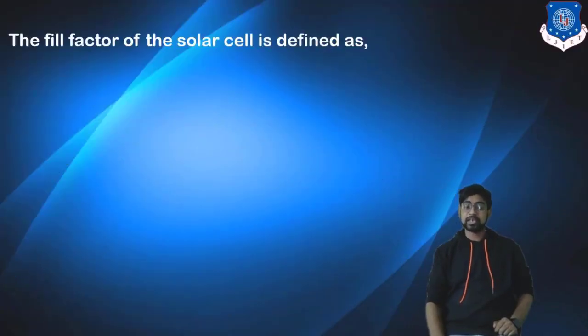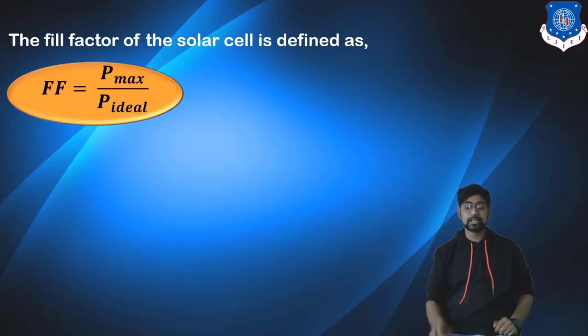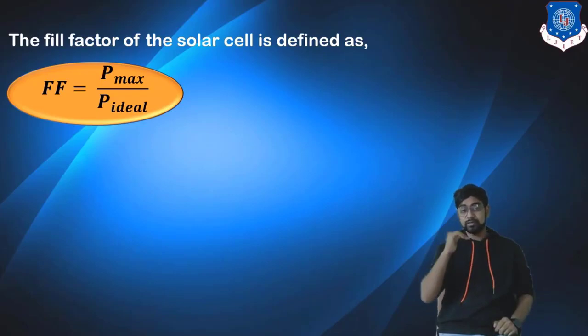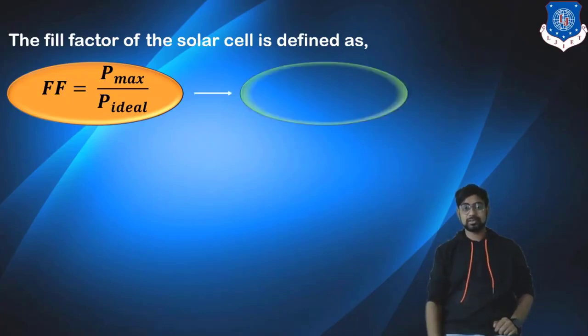Now from that we can also get the fill factor. What is the fill factor of the solar cell? It is defined as the fill factor equals Pmax upon the ideal power, VOC times ISC. That is nothing but what we usually do: we always compare two things, one is the actual and the other is the ideal. So the fill factor is nothing but a comparison of the actual value and the ideal value.